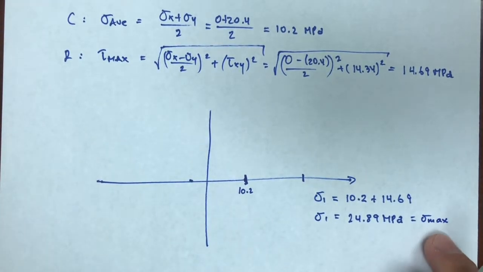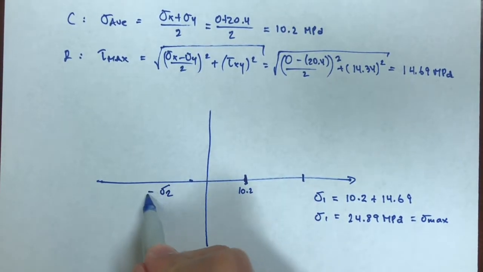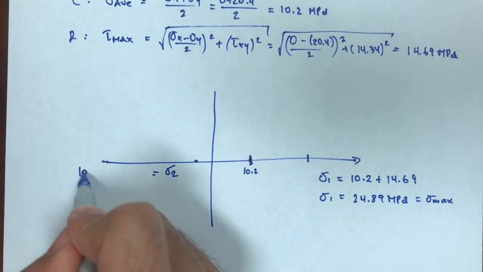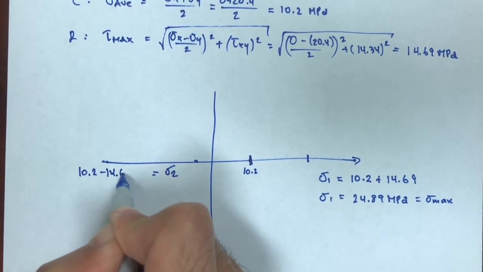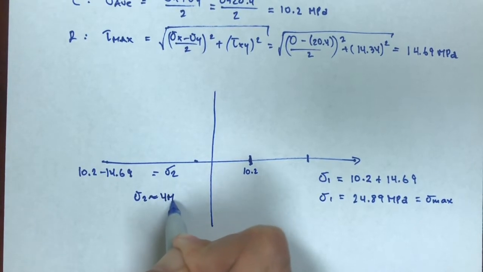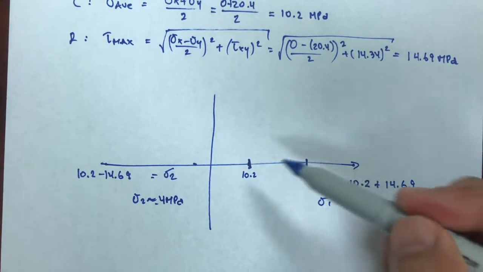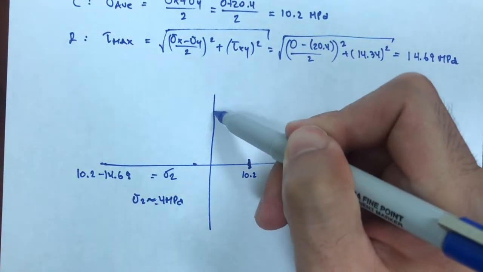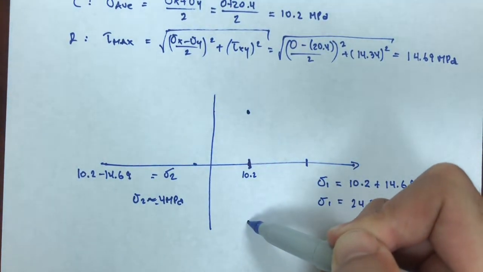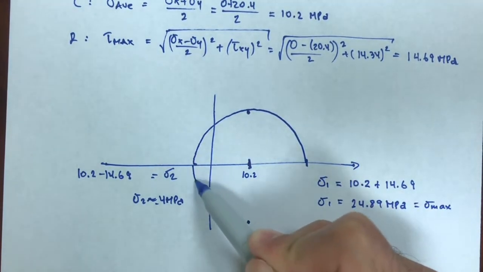And that is what I would compare to, I don't know, the tensile yield strength or something like that. All right, but let's finish this just to practice. So this is my sigma 1, this is my sigma 2, which would be basically my center minus a radius, 14.69. So let's say it's somewhere at minus 4 megapascals, something like that. Then the radius is 14.69, so I would go up and down 14.69 from the center to know more or less how this Mohr circle would look like.